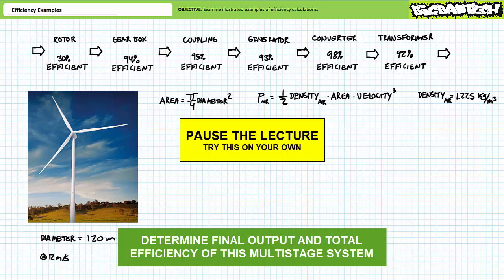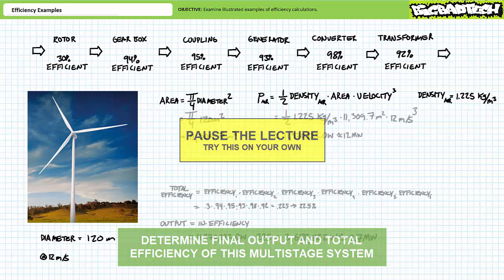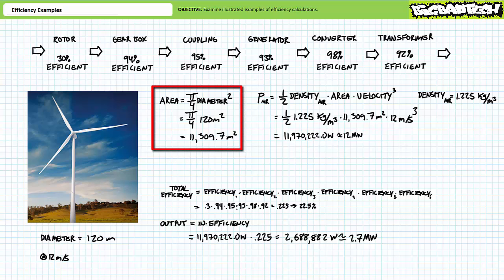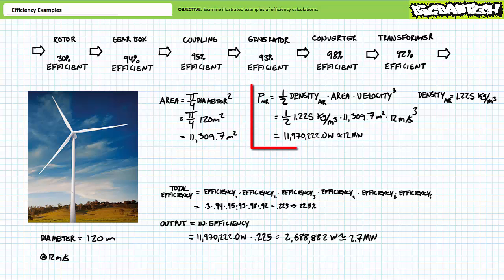If you're tracking, you should have obtained the following values. First, we need to determine the rotor swept area of a turbine with a diameter of 120 meters. Substituting a diameter of 120 meters into the circular area formula demonstrates this turbine has a rotor swept area of roughly 11,309.7 meters squared.